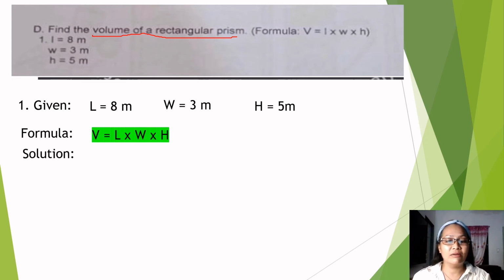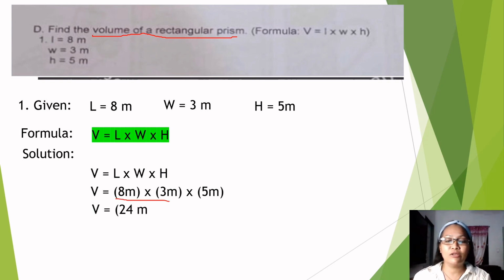Then solution, first we need to copy the formula as our guide, then substitute the given. So we have now V is equal to, for L we have 8 meter multiplied by W, 3 meter, times H, which is 5 meter. Applying PEMDAS, we have 8 times 3, we have 24, and then M times M, and then squared, times 5 meter. Then 24 times 5, we have 120. And M squared times M, we have M cubed. Simply copy M and then raise to the third power.